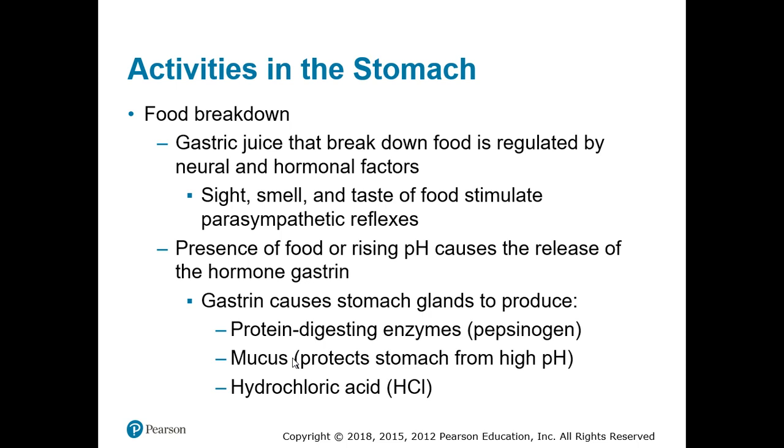So that can be things like the sight of food, the smell of food, and even starting to taste food is going to stimulate your parasympathetic reflexes. Specifically, it's going to stimulate your vagus nerve. And from there, the presence of food or rising pH is going to cause the release of a hormone, gastrin. Gastrin also helps speed up the creation of gastric juice.